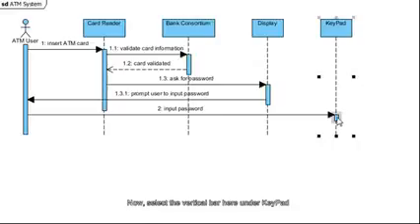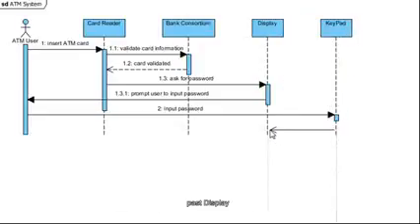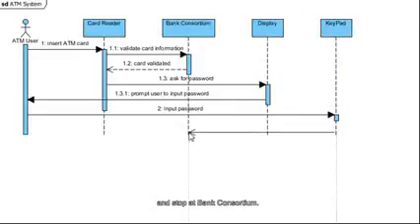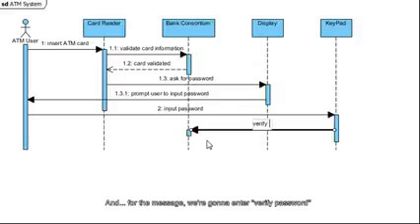Now select the vertical bar here under Keypad, and then drag the icon message to Lifeline to the left, pass display, and stop at Bank Consortium. And for the message we're going to enter verify password. Press enter. Now after this message, the Bank Consortium will send a return message back to the keypad.